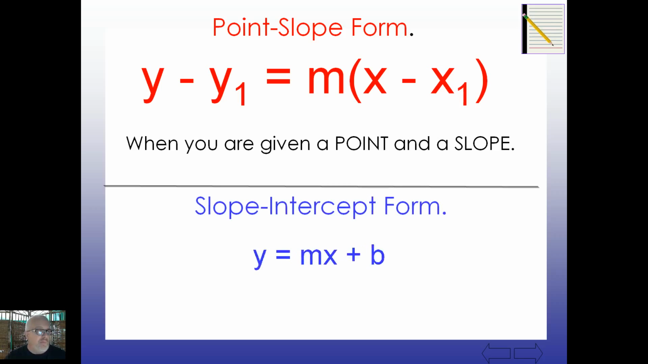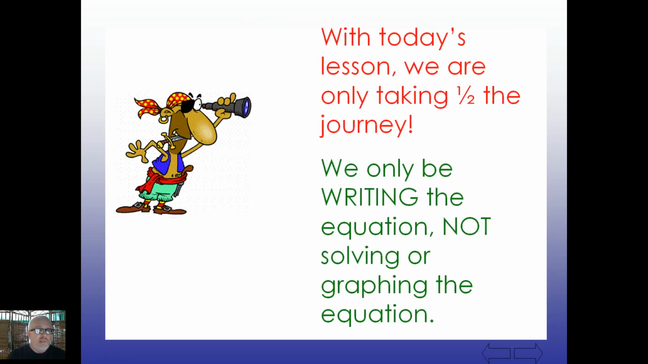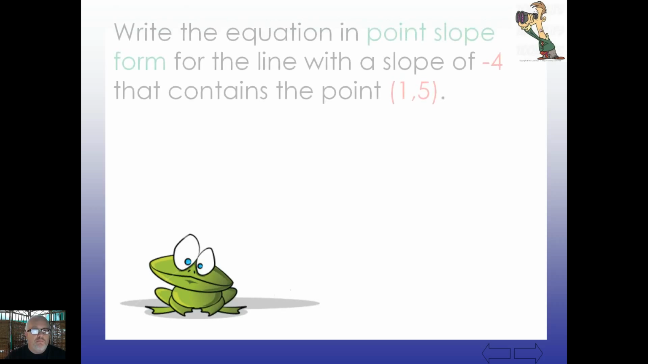This is the slope intercept form, y equals mx plus b, when you're given a slope and a y-intercept. So we're going to be using the top one today, so make sure you have that down. Alright, with today's lesson, we're only taking half the journey here. We will only be writing the equation. We're not going to be solving or graphing. We're just going to write the equation and stop. And then in the near future, we will practice actually writing out the equation as it should be.